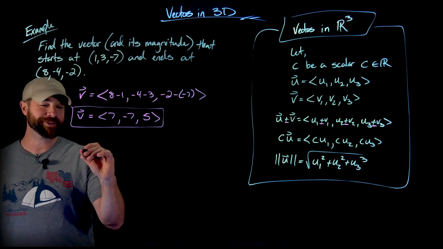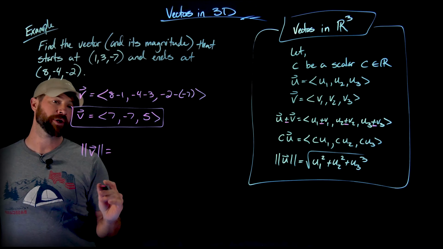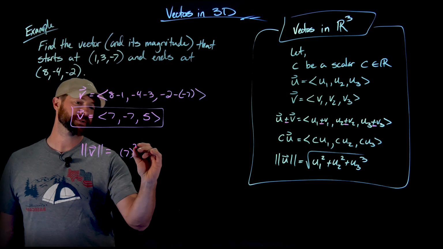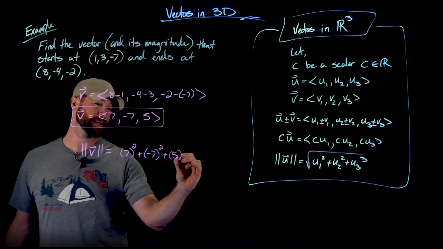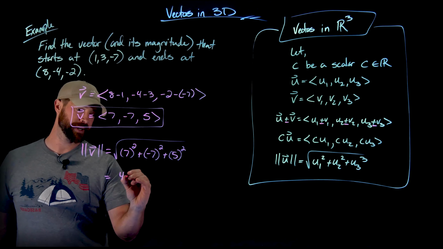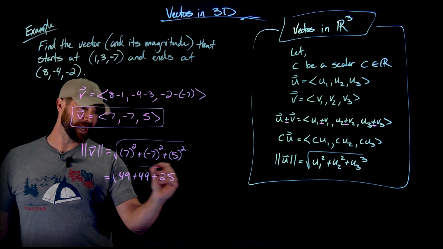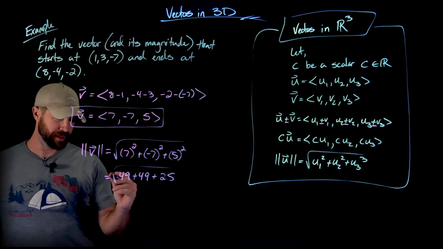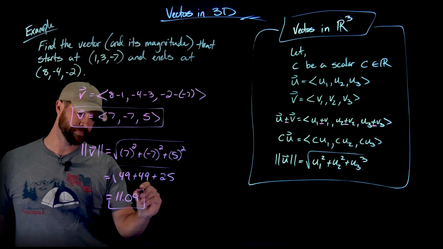And then to find the magnitude, again, it's really easy. It's exactly the same as 2-dimensional vectors. All I'm going to do is square each of these component parts. So I get 7 squared plus negative 7 squared plus 5 squared, and I'm taking the square root of that, which would be 49 plus 49 plus 25. When I plug that into my calculator, take the square root, it's a little bit bigger than 10. This comes out to be about 11.09.